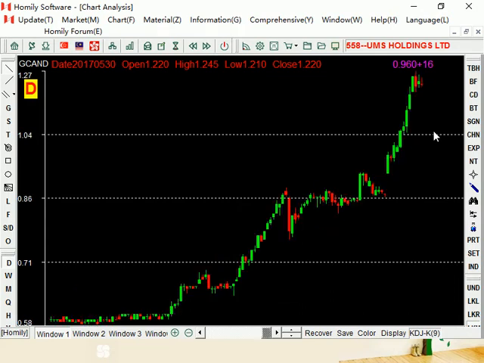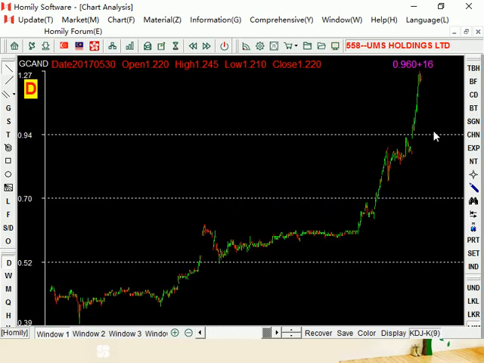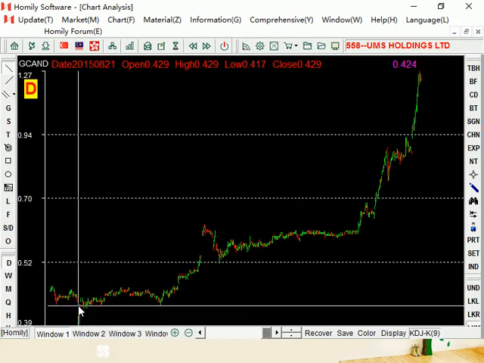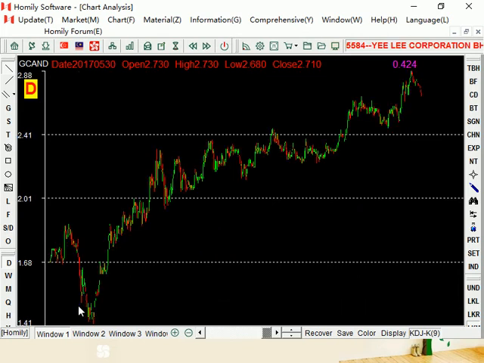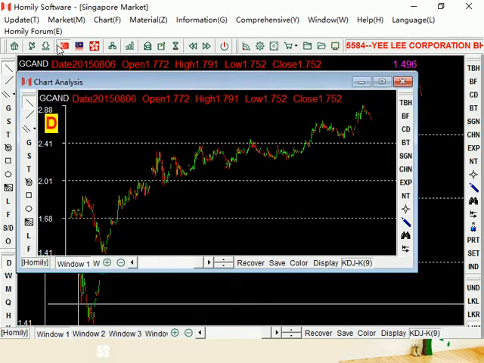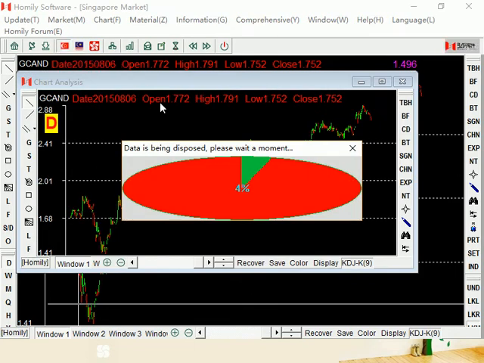Long-term bankers. Why? Because we can see the rising period is at least 1 year. So this is for long term. Then we can see the next one. We see some high volume stocks or high rising percentage stocks. Then we can know whether this is a short-term banker or a long-term banker.